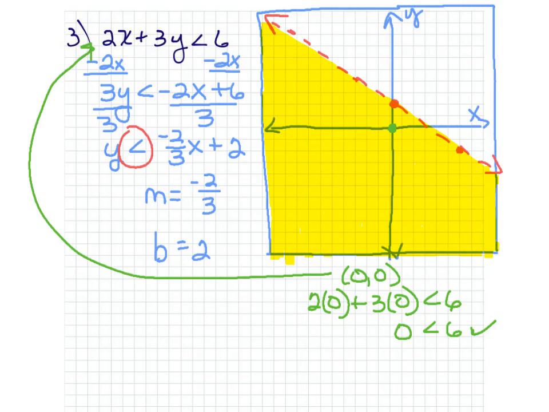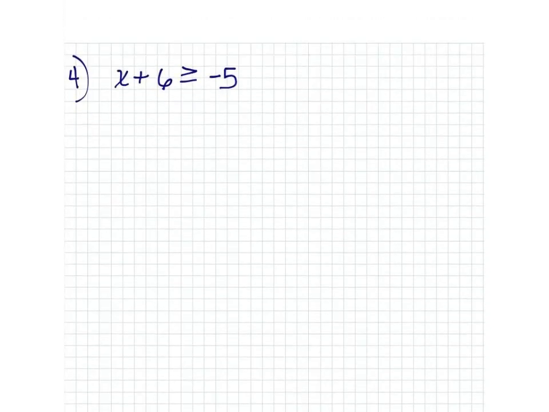So you can always check that you've shaded the correct half plane. All right, I want you to try number 4 on your own. Don't forget, you want to get this in an easy form to graph. You're going to graph it, and then you're going to see what kind of boundary you have, whether it's a solid line or a dashed line. Then you're going to shade the appropriate half plane. Go ahead and work on this on your own. Come on back and check your answer when you're done.